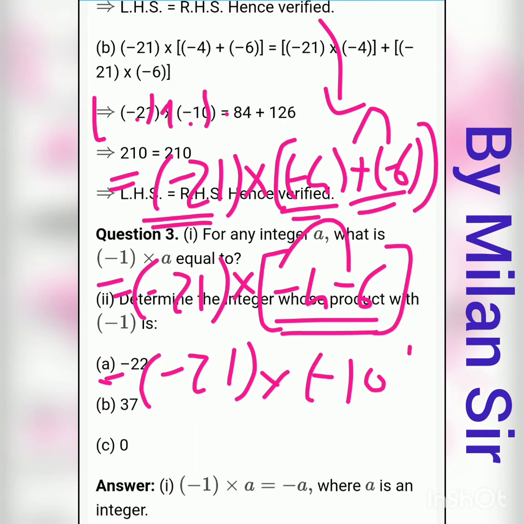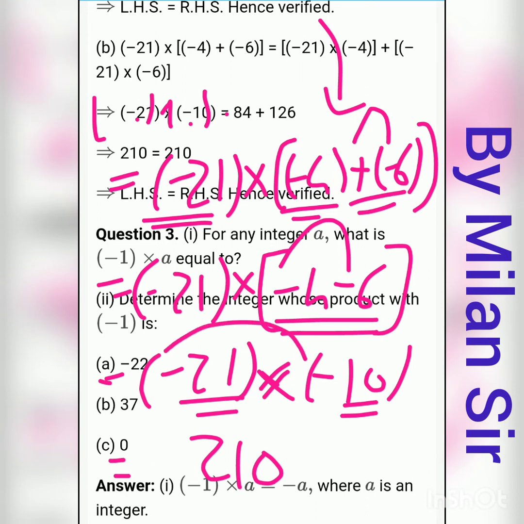Now finally in between we have the multiplication process, so here we need to multiply these two numbers. So 21 multiplied by 10 is 210, and both have negative signs, right? 21 has a negative sign and 10 also has a negative sign, so minus minus plus, so plus 210. This is the answer of our left hand side.